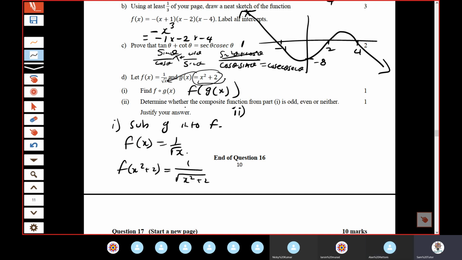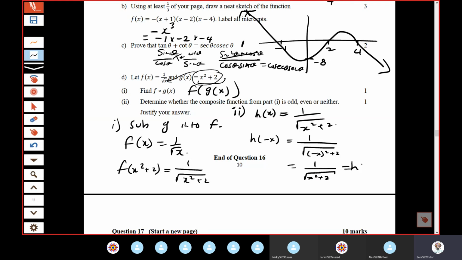Part ii. Determine whether the composite function from part i is odd, even, or neither. Okay, so we have a new function, let's just call it h of x, so we don't confuse ourselves. 1 on square root x squared plus 2. To prove it's odd, even, or neither, we always sub in negative x. That gives me back the original. Therefore, even. Any questions there, you guys?